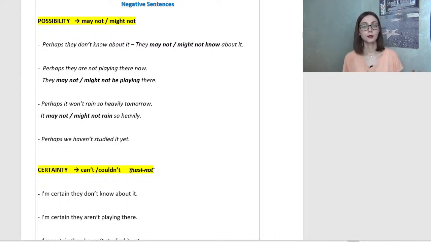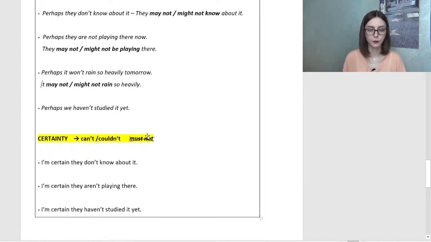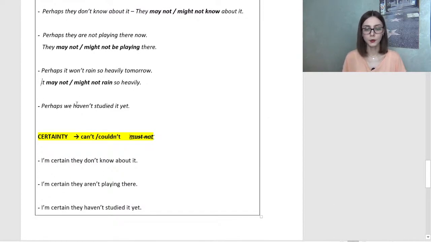It may not rain so heavily. It might not rain so heavily, and we will go for a walk. And the last example, when we are talking about the past, for example, perhaps we haven't studied it yet. It's like your teacher is asking you, do you remember if we learned those things? I actually can't remember. So you can say, I don't know.